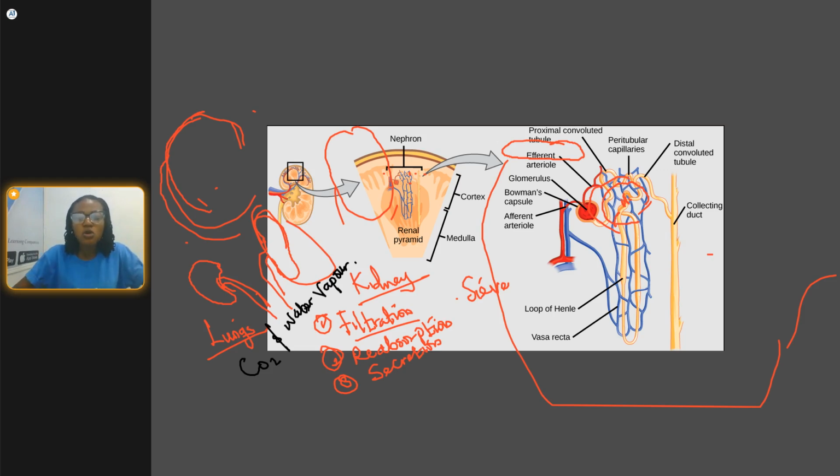We have talked about the kidney as an excretory organ, and we have talked about the lungs. The third organ is the skin. When there is heat, especially in this heat period in Nigeria, you sweat a lot, and the sweat comes out of your skin. So the sweat coming out of your skin is an excretory product.